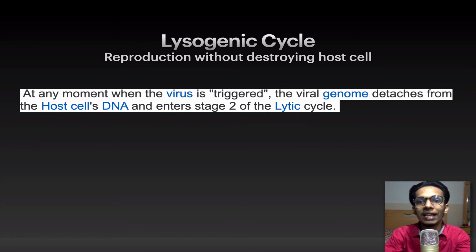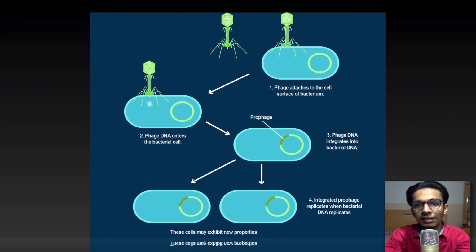After it, we have the lysogenic cycle, reproduction without destroying the host cell. In this type of cycle, the phage comes over the cell and injects its DNA. As you can see in the picture, the phage attaches to the cell surface of the bacterium, and then enters its DNA into it. Phage DNA enters the bacterial cell. Now the prophage starts: the phage DNA integrates into bacterial DNA.